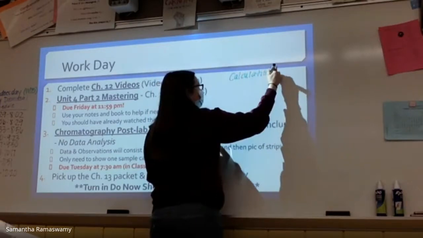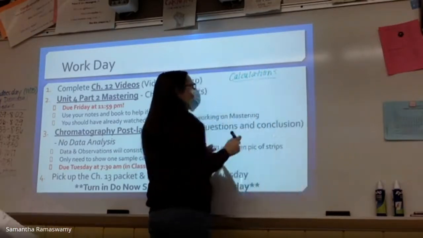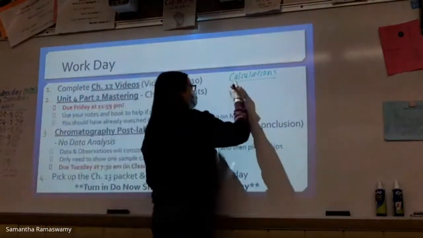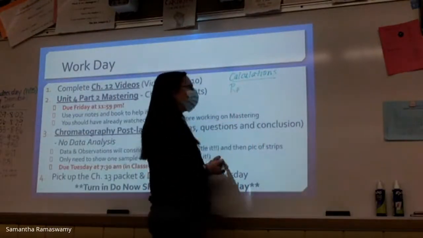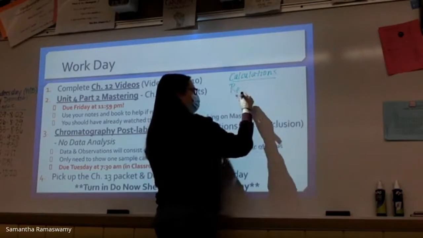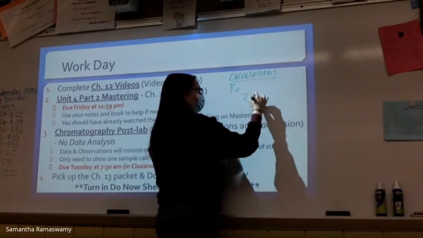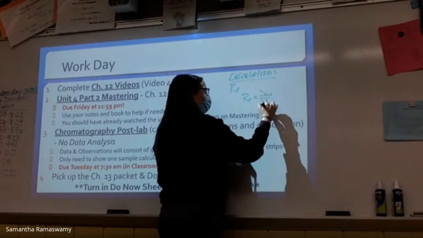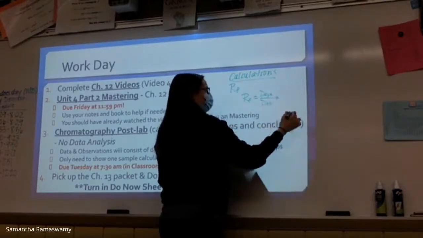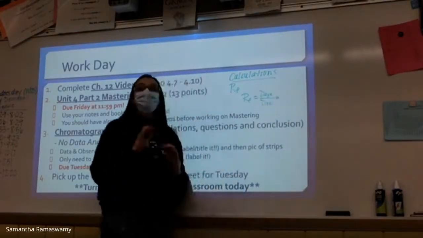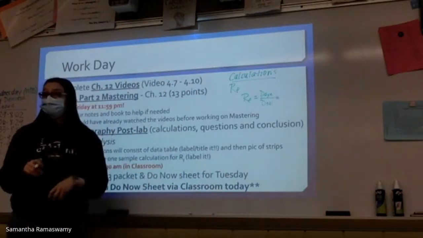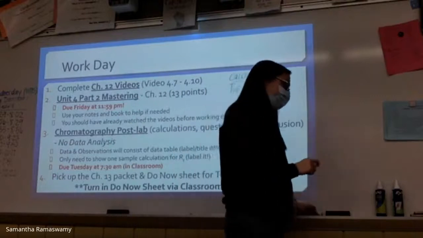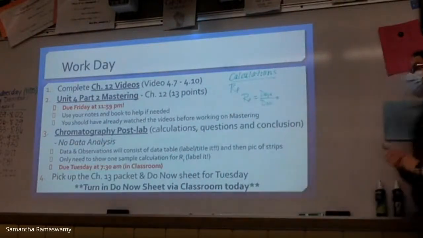In the lab, it tells you to show one sample calculation. So you label your calculation. You're calculating Rf, and I'll just show my work for one sample calculation. Rf is the distance of the dye over the distance of the solvent. Show your work for one, that's it. All of the rest of them just go into your data table. You do not have to show every single calculation.